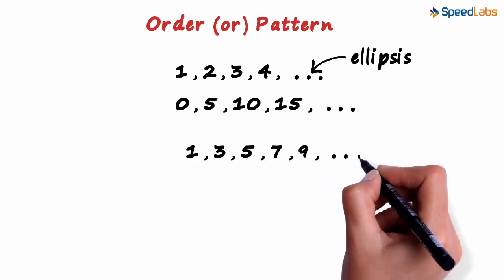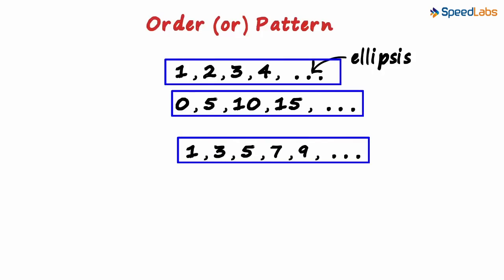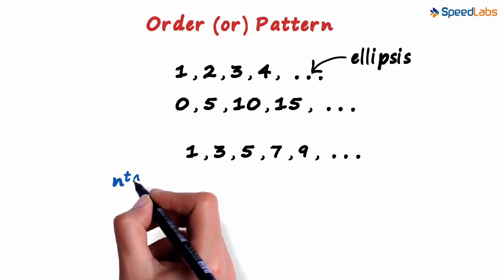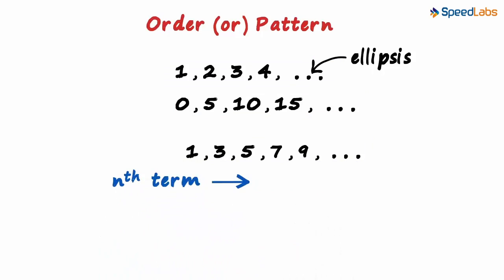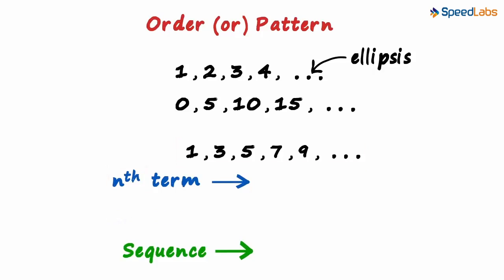For your exams, there are just 2 things you need to know about any sequence. First, how do you find the nth term of a sequence? And second, how do you define the sequence? What do I mean when I say the nth term? Say I ask you the 31st term of the sequence. You have no time to write all the 31 terms to find that out. We need to have a formula, and yes, we have one.